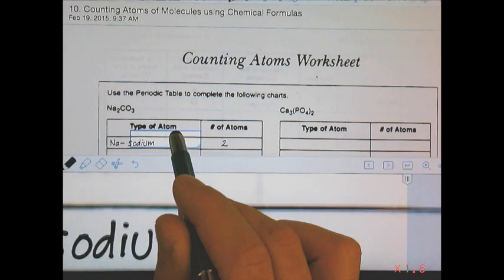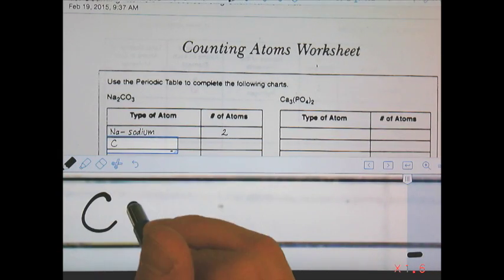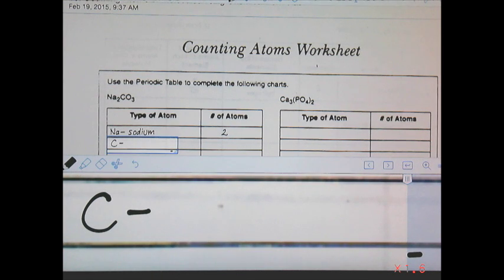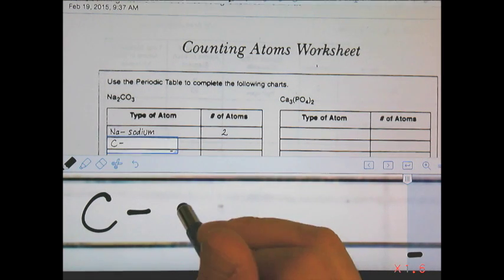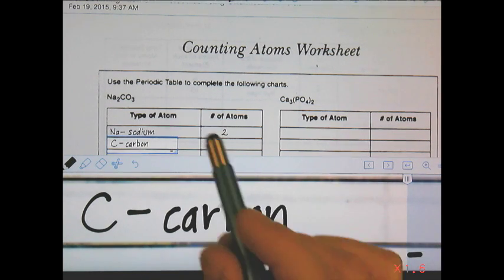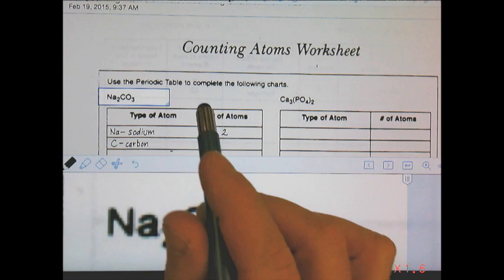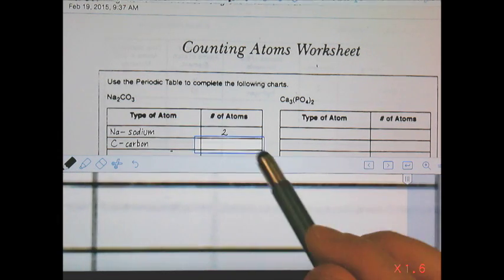The next chemical symbol that we see is the letter C, and this stands for carbon. Now, in the chemical formula, there's no number or subscript beside carbon. When this is the case, we make the assumption that there is 1 atom of carbon in one molecule of sodium carbonate.